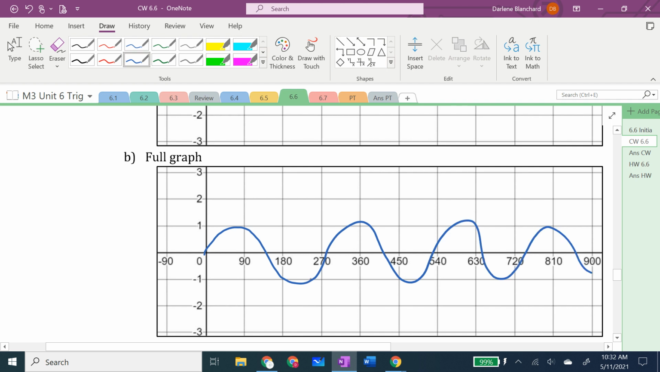Not a good graph. In fact, terrible, terrible graph. That was way too, it should actually be more like that. So again, I don't want you wasting time trying to draw the perfect graph. If you want to slow down and make it look pretty, you can, but please, you've got other things to do with your time.